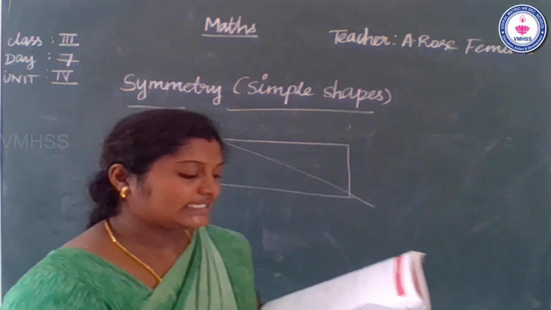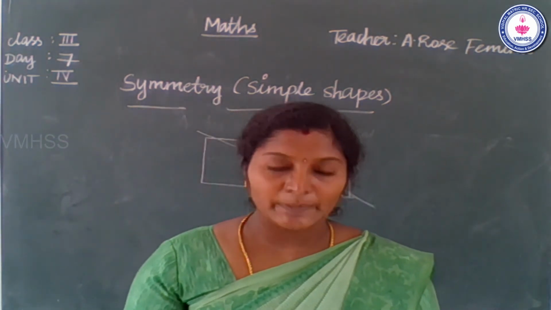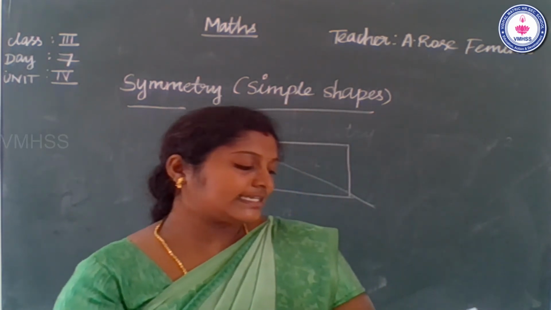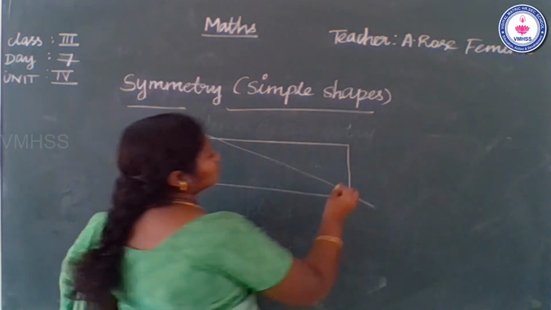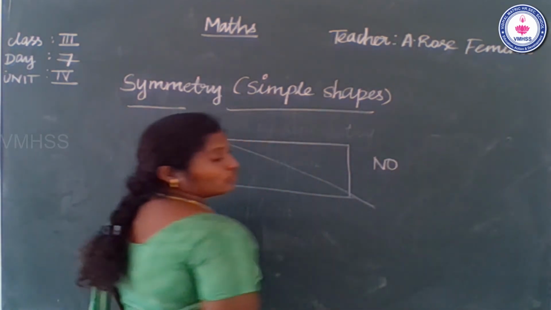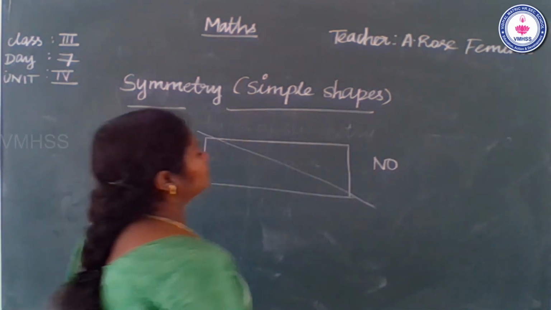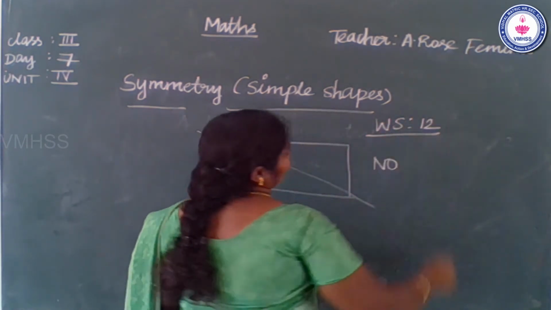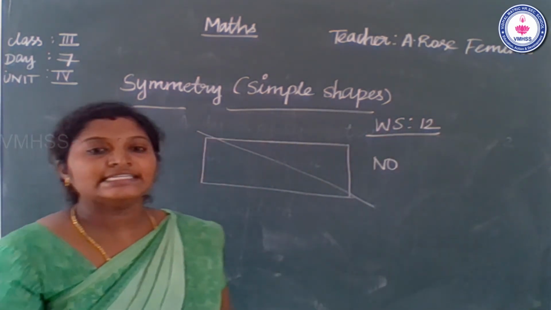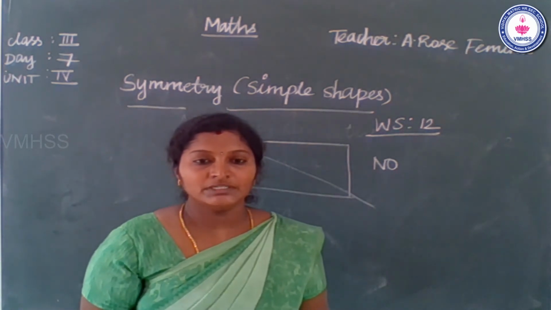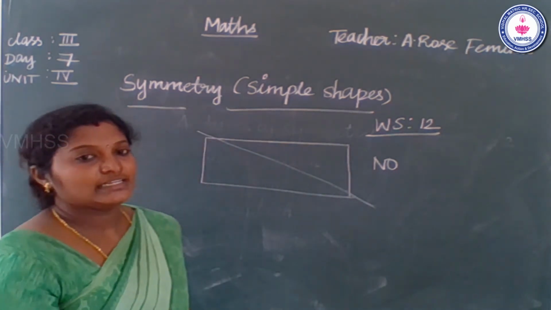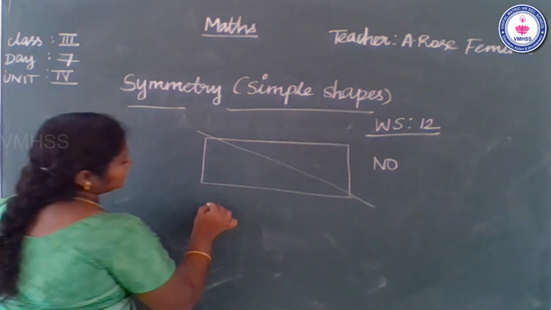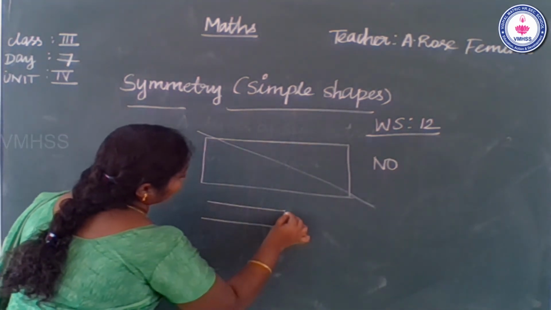The first one is a rectangle. The lines of symmetry are 2, so this one is the correct answer. And for this rectangle, the answer is no. Write no. This is worksheet number 12, page number 87. The first one is no. Now the second one, you see.